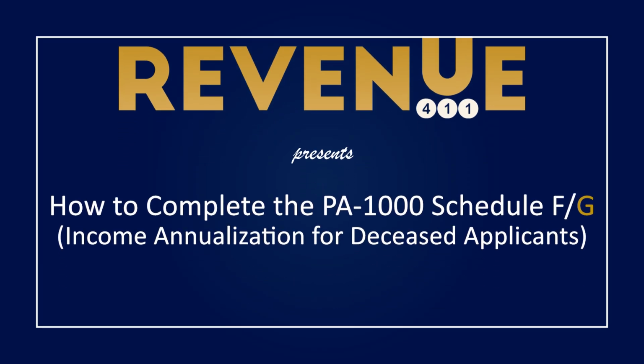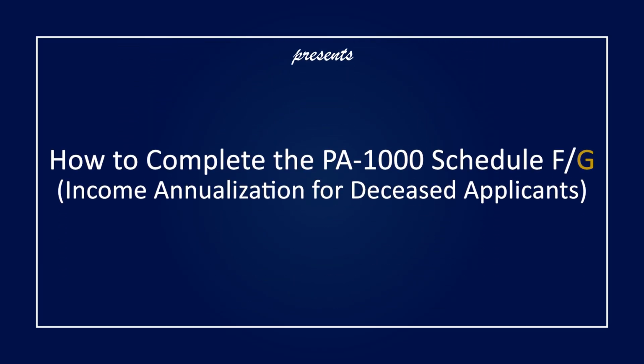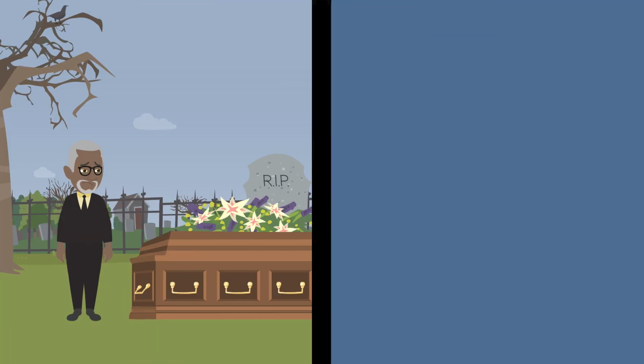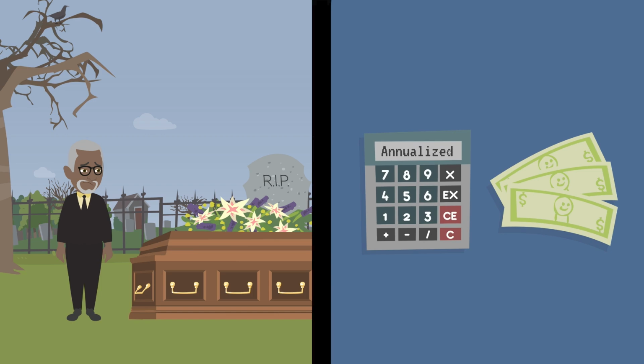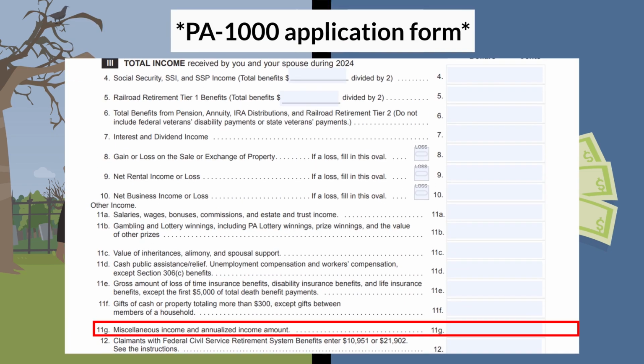Thank you for joining us in learning how to complete the PA-1000 Schedule G for the Property Tax Rent Rebate Program. This schedule is used for filing on behalf of deceased applicants and will help annualize the income amount that will be included on line 11G, along with any other income reported on that line.